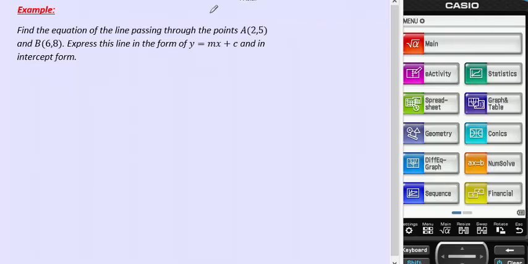This question asks us to find the equation of a line that passes through two certain points and then express the line in two different forms: in the y equals mx plus c form, which we call the gradient and y-intercept form, and in intercept form, which is that form of something x plus something y equals something. So they're the two different ways we're going to express the equation of this line. And it passes through these two points, (2, 5) and (6, 8).